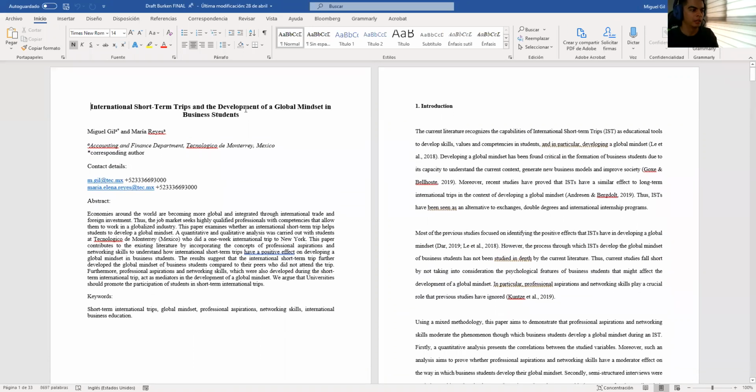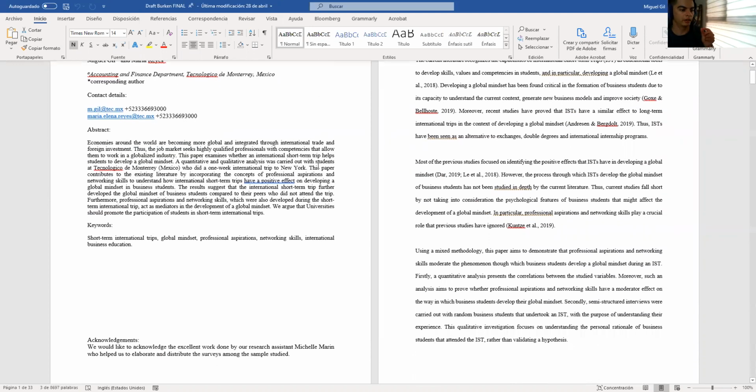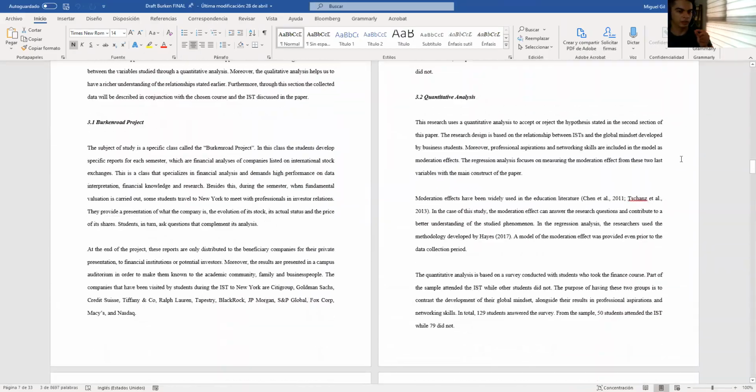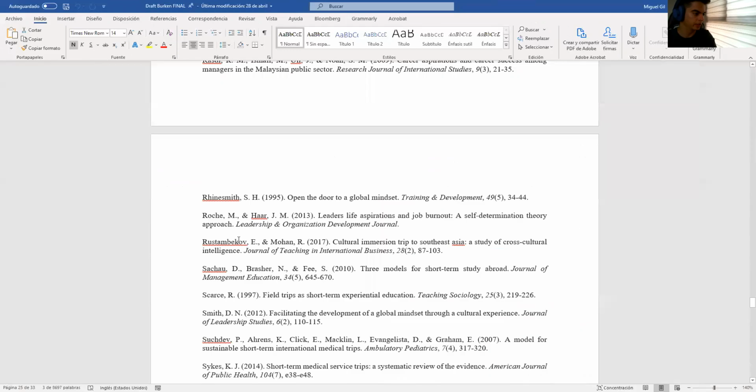This paper is about the effect on the global mindset. So this is the first concept that's important. When you do an international short-term trip, in this case it's the Vulcan trip. I think some of you went to New York, in the Vulcan course with Maria Elena. If you go to that, it's going to have an effect on your global mindset. So in this paper, the important concepts, because I have a figure about this, are in this figure.